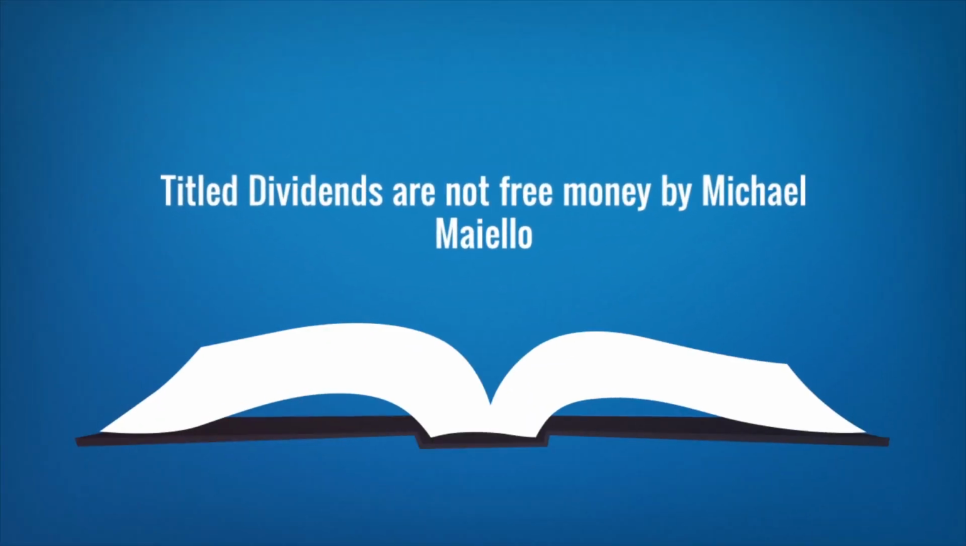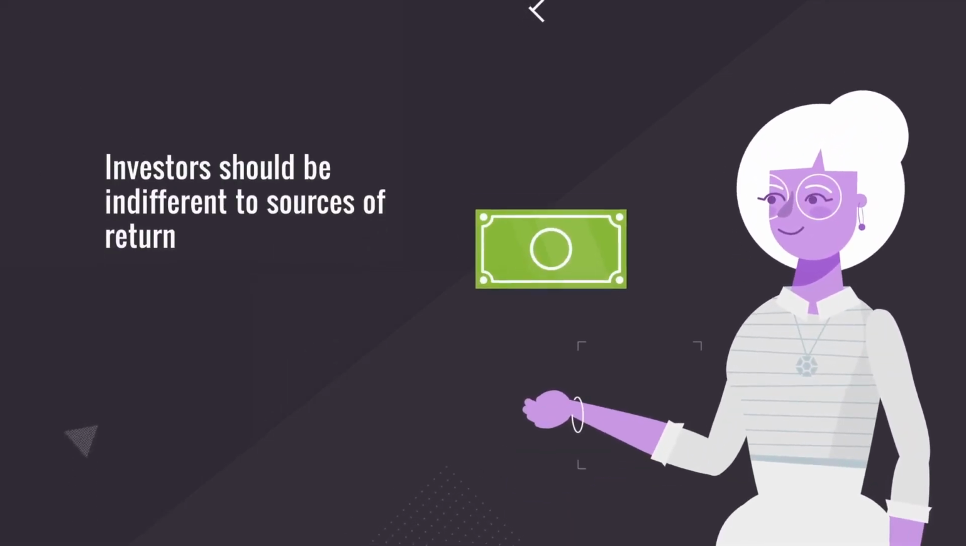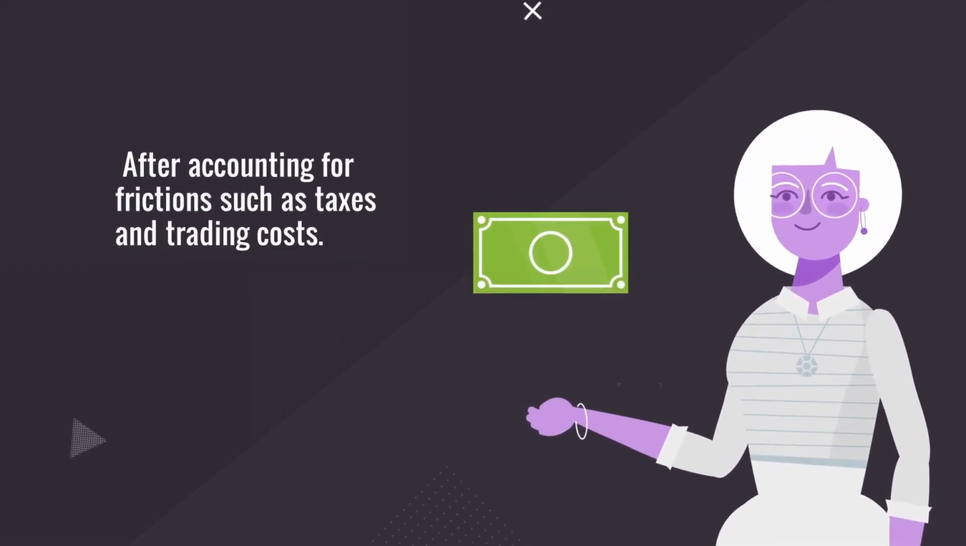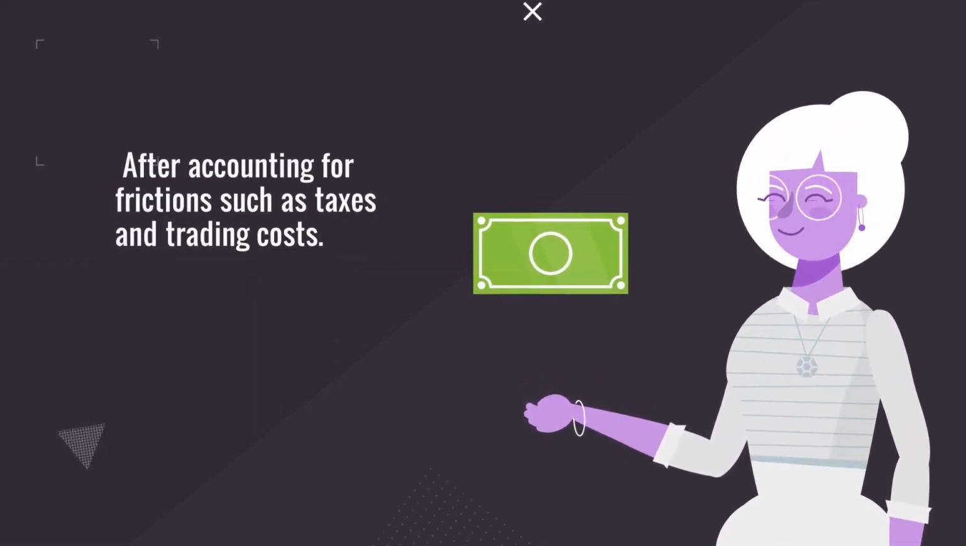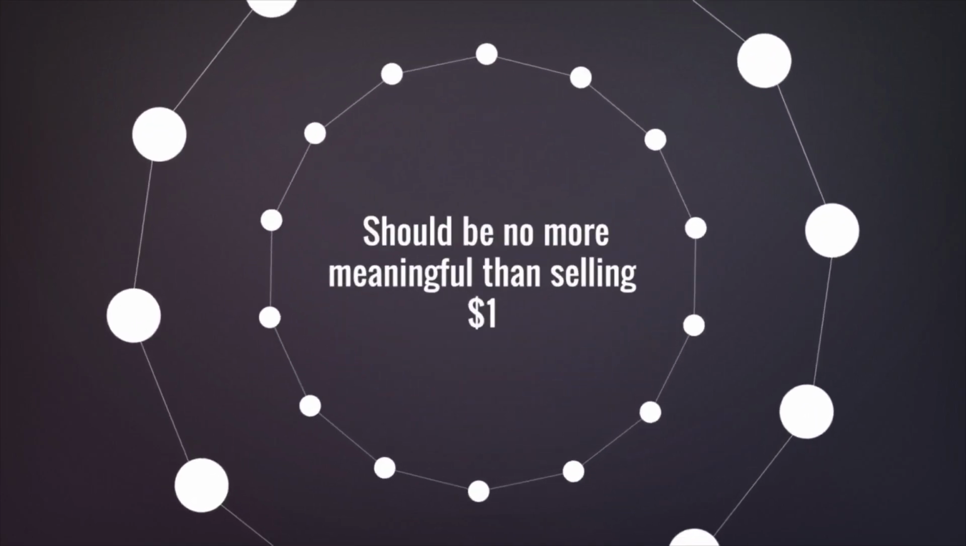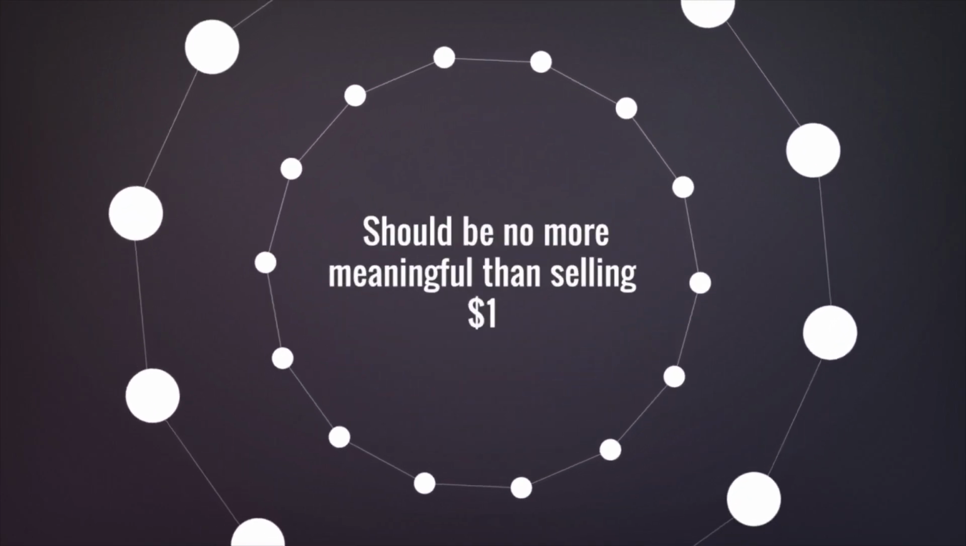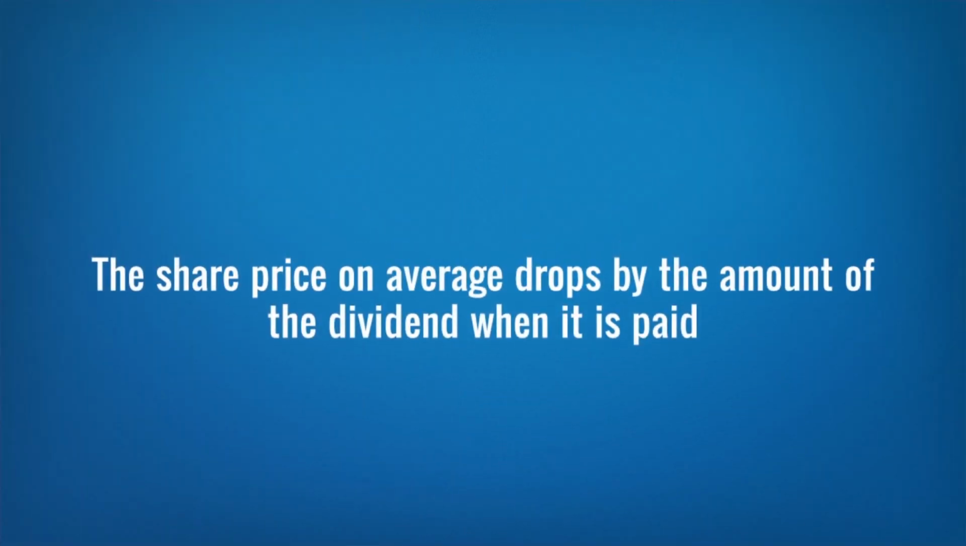According to an article titled Dividends Are Not Free Money by Maiello on the Chicago Booth Review website, investors should be indifferent to sources of return after accounting for frictions such as taxes and trading costs. A $1 dividend from a share of stock should be no more meaningful than selling $1 worth of shares, as the share price on average drops by the amount of the dividend when it is paid.